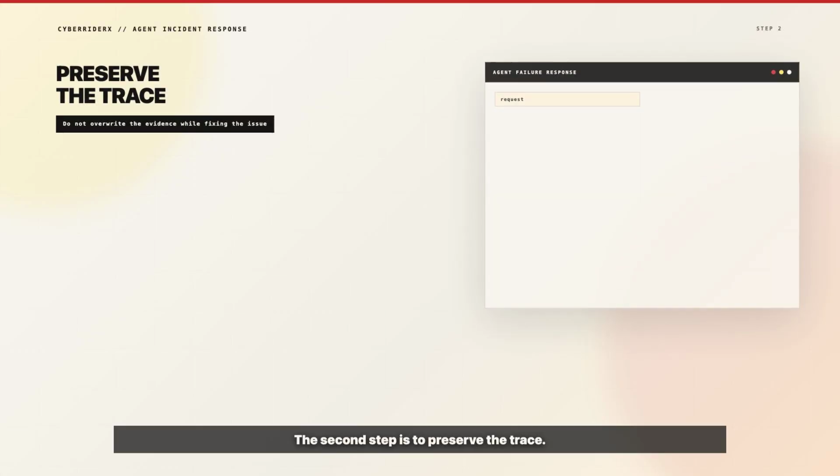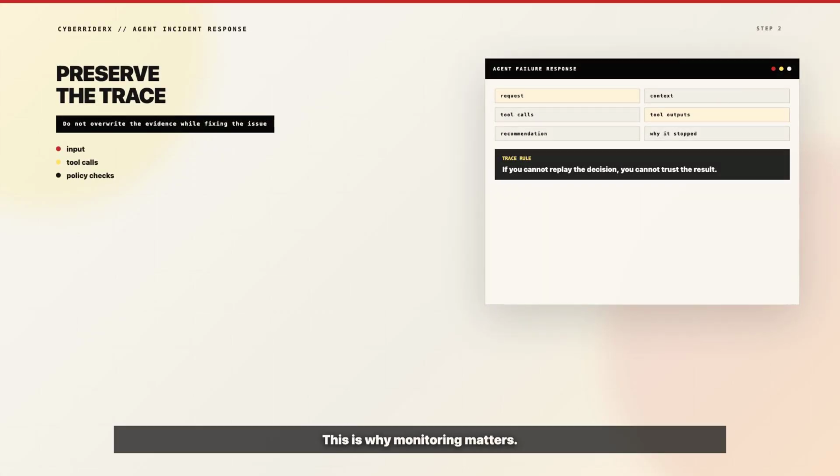The second step is to preserve the trace. This is why monitoring matters. If all you have is the final answer, the incident review becomes guesswork. You need the full run: the input, retrieved context, tool calls, tool outputs, policy checks, approval events, final recommendation, and any human override. Preserve the exact version of the prompt, model, configuration, tools, and data sources used at the time. Do not overwrite the evidence while trying to fix the issue.